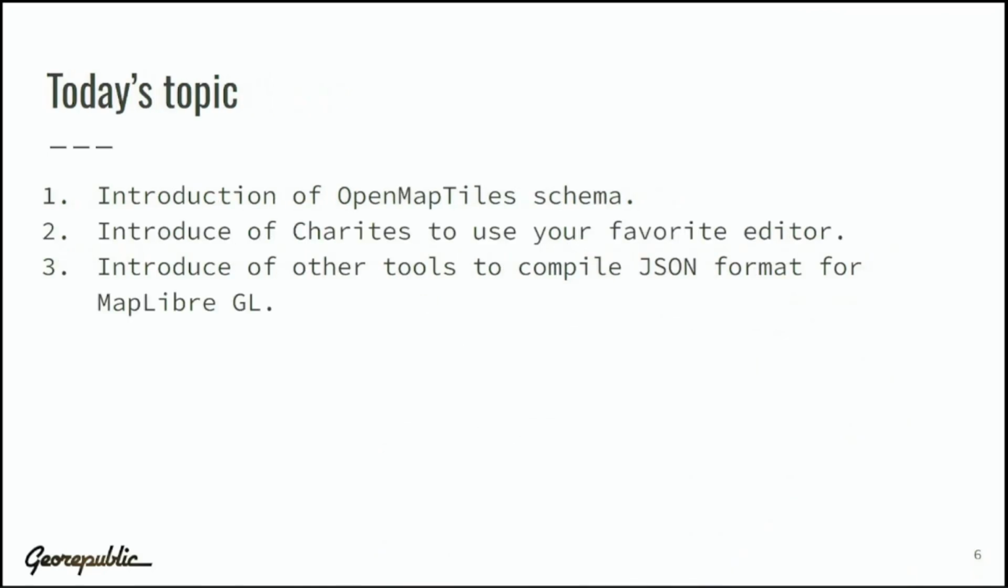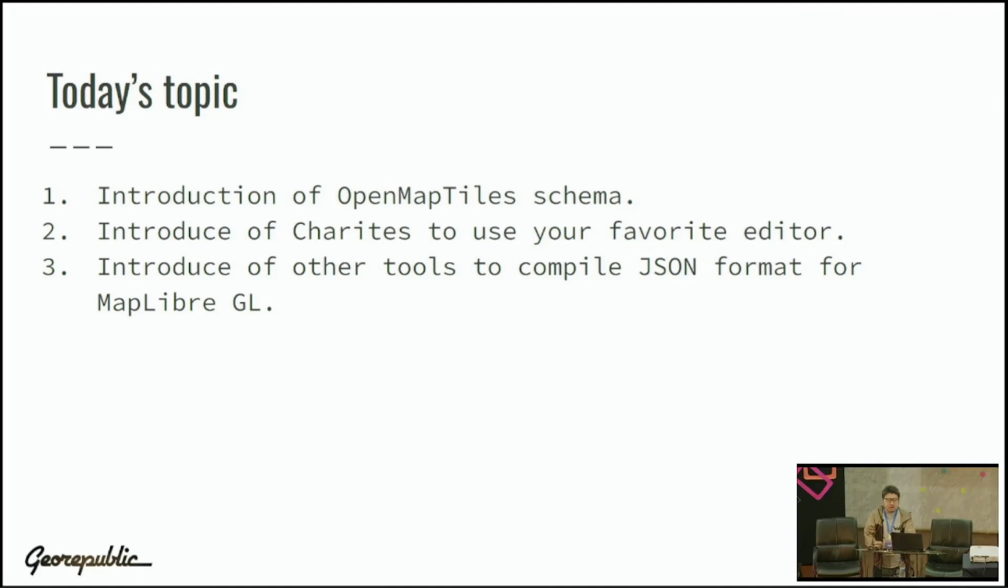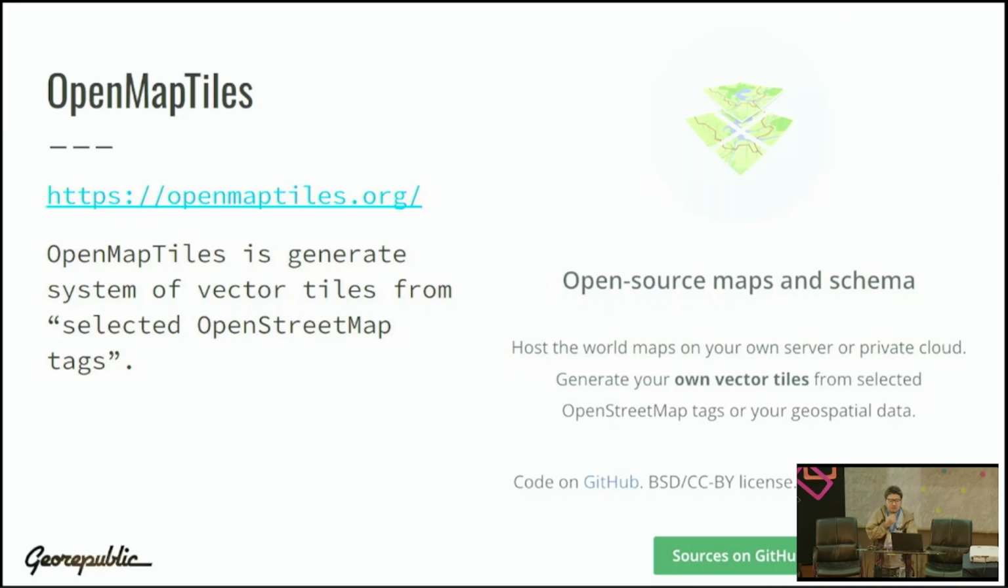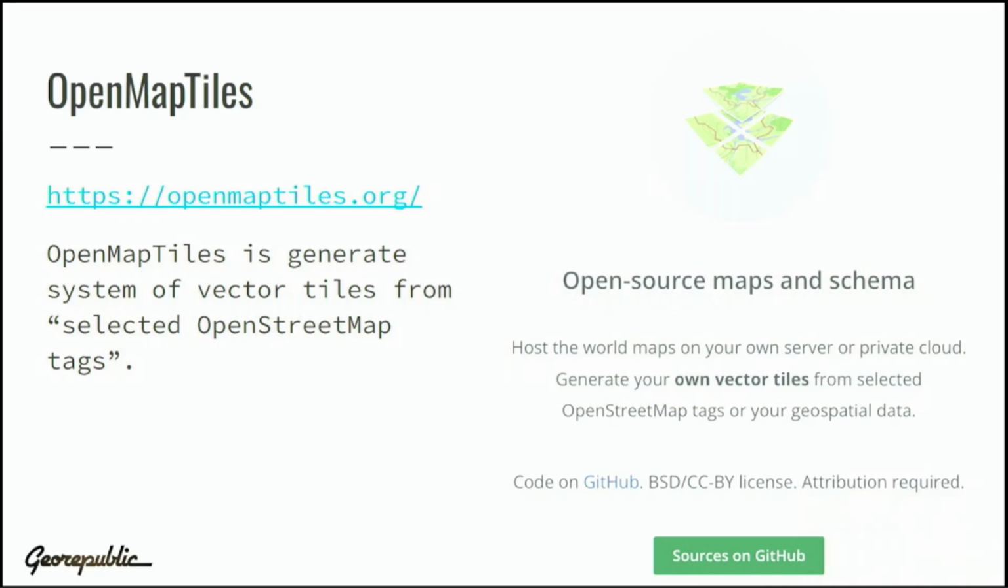Today's talk has three topics: an introduction of the OpenMapTiles schema, an introduction of Charites to use your favorite editor, and an introduction of other tools to compile the JSON format for MapLibre GL. So, the introduction of the OpenMapTiles schema. OpenMapTiles is a generation system of open vector tiles from selected OpenStreetMap tags.